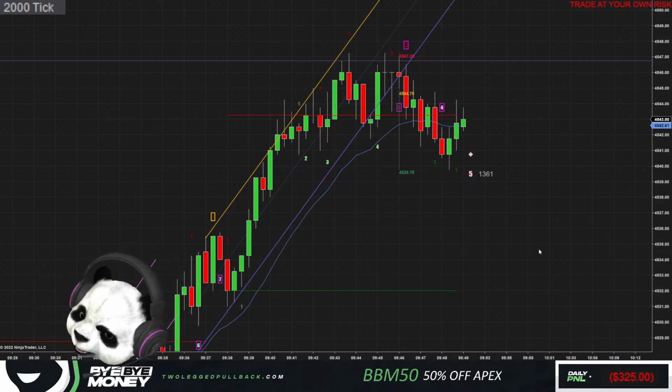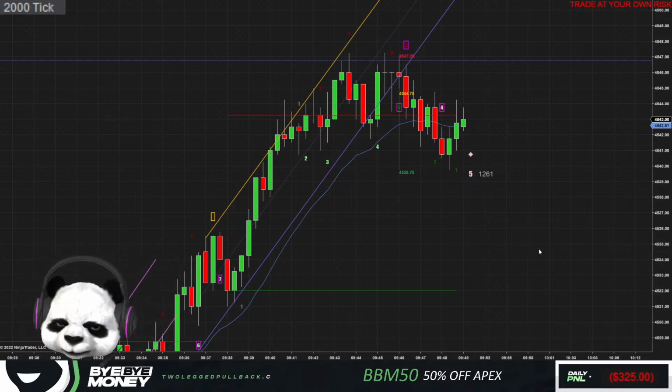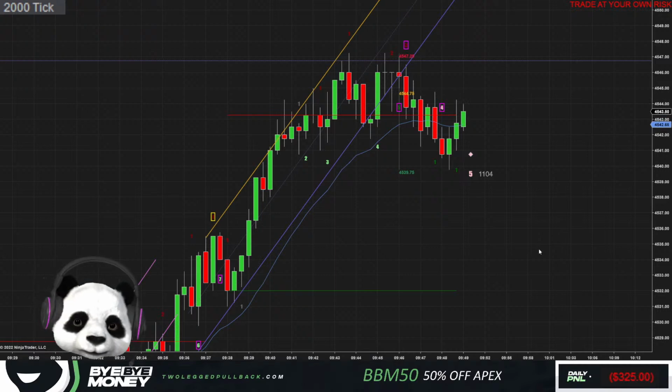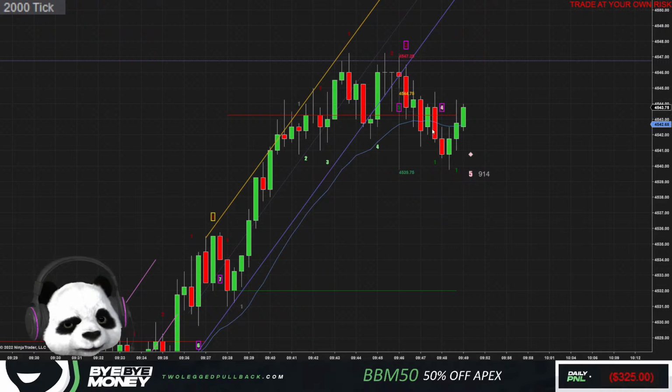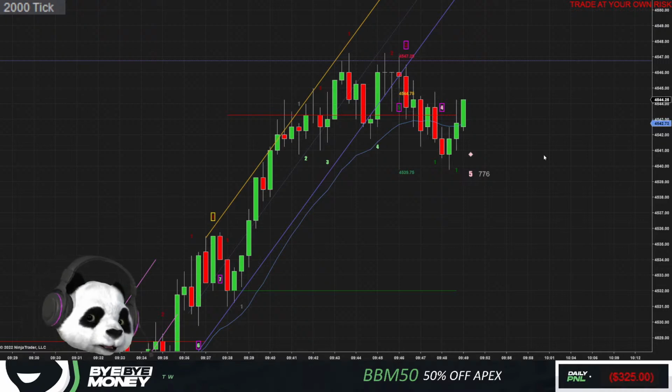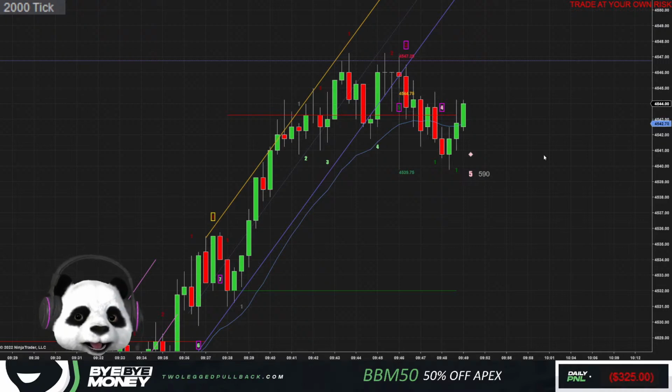A little red. It's all good, pandas. Got the H4 setup off of the 20 MA. Could push higher now. I'm looking for that new high.